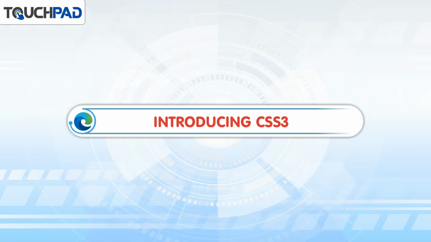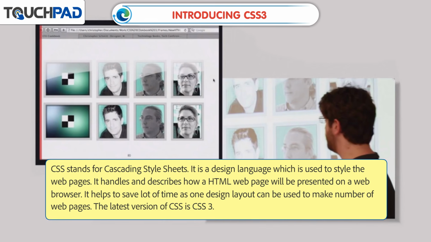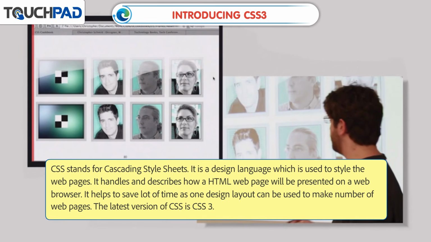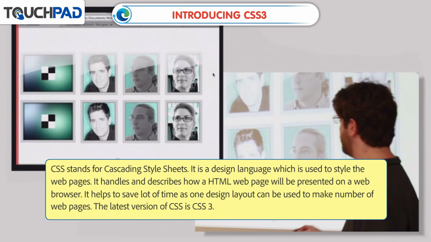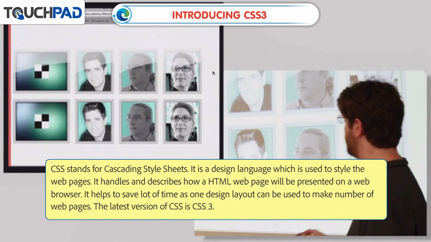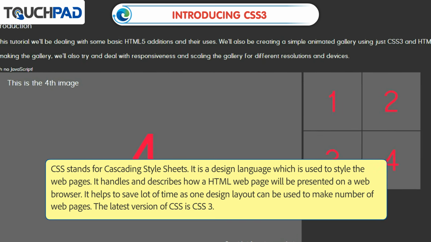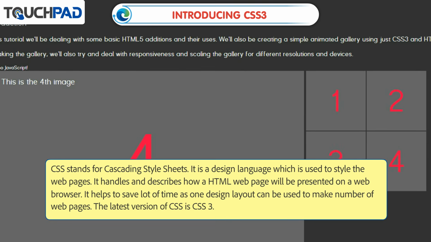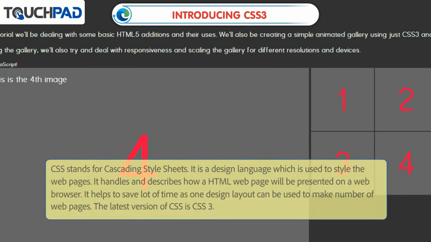Introducing CSS3. CSS stands for Cascading Style Sheets. It is a design language which is used to style the web pages. It handles and describes how a HTML web page will be presented on a web browser. It helps to save a lot of time as one design layout can be used to make number of web pages. The latest version of CSS is CSS3.